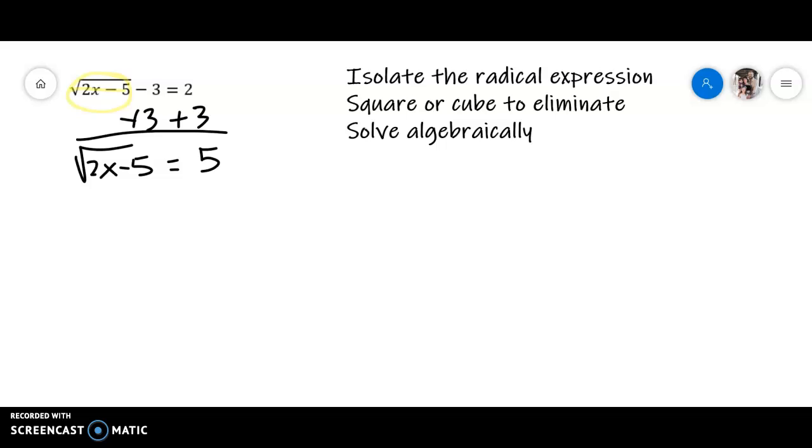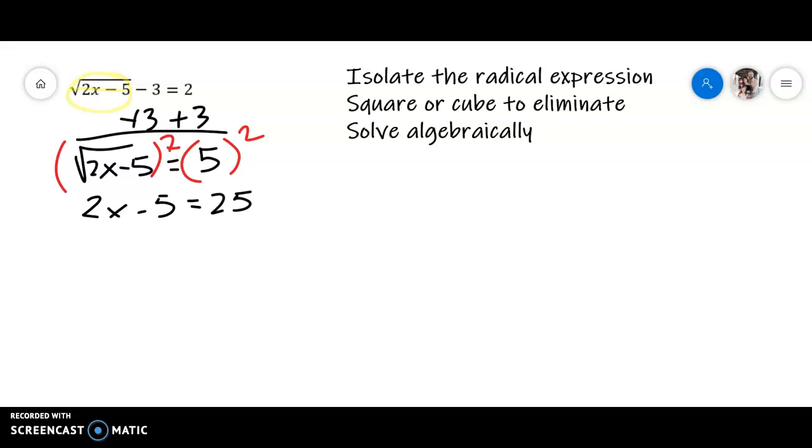Now, square or cube to eliminate. No index given, so that's understood to be a square root. So I've got to square both sides. My approach would be to take each side and square it. So when I square both sides, what happens to my radical expression? Well, the radical cancels. So now I have 2x minus 5 on this side. On my other side, that's 5 squared, which is 25. Radical expression's gone. I just need to solve.